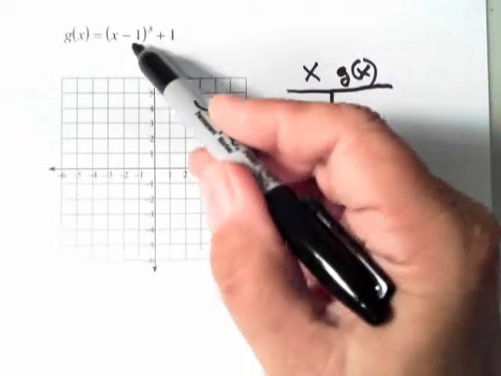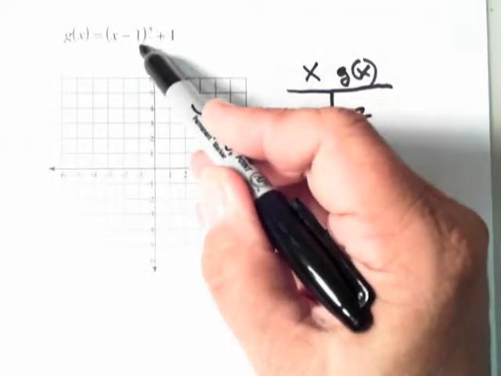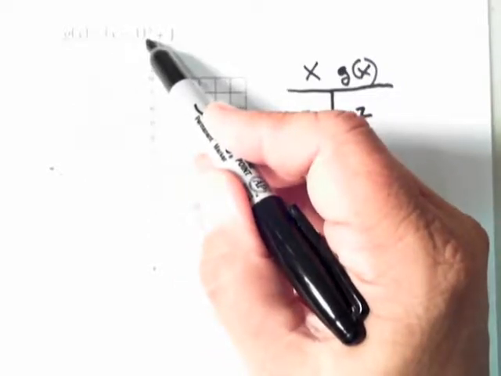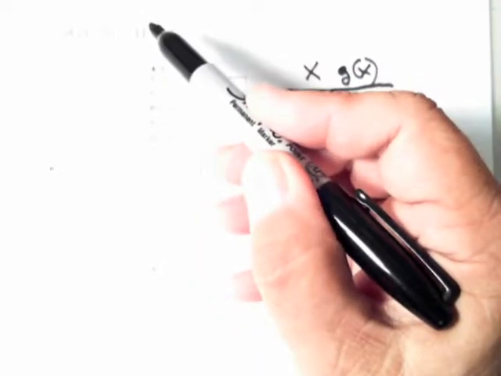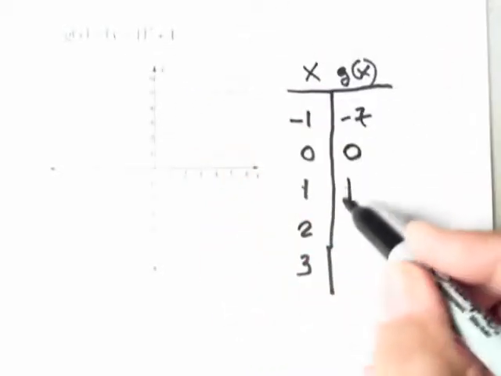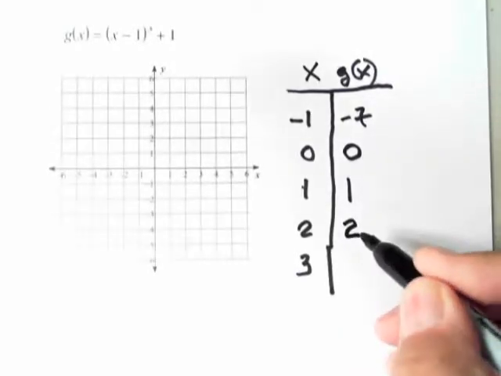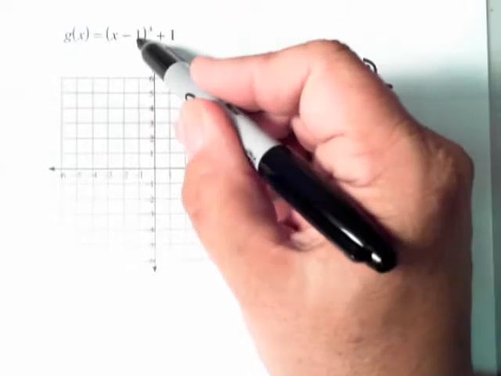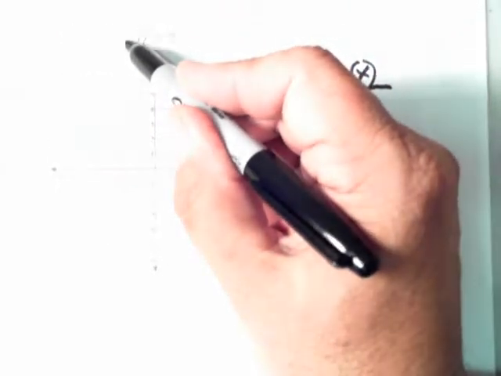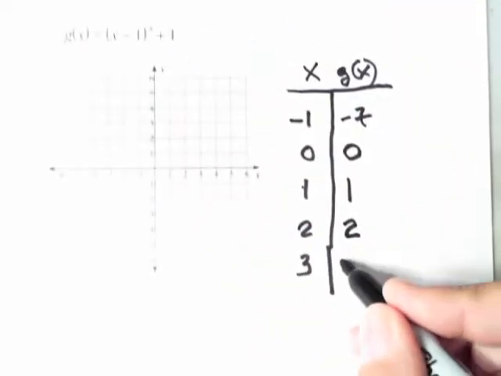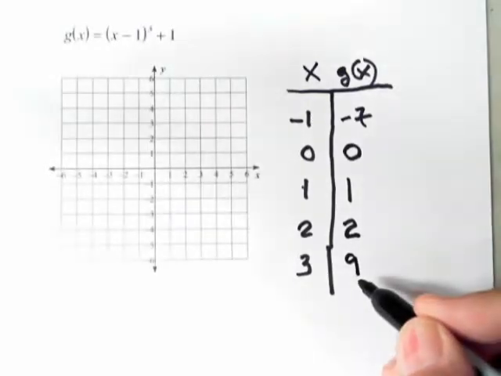2 minus 1 gives me 1. 1 cubed is 1, and it's positive, so it stays that way. Then plus 1, add one more, we get 2. Okay, now 3. 3 minus 1 gives me 2. Okay, so 2 cubed is 8. Plus 1 more, looks like we got 9.